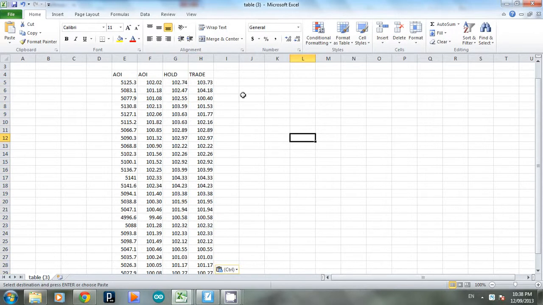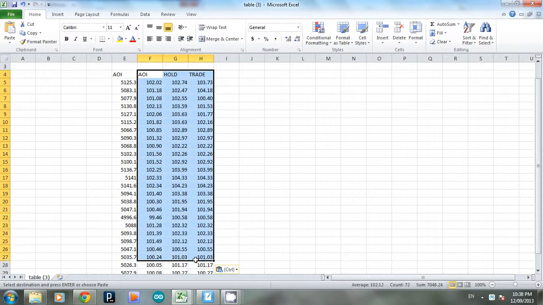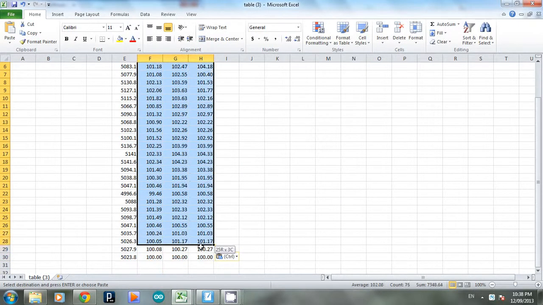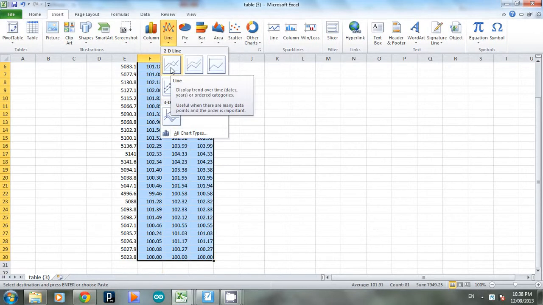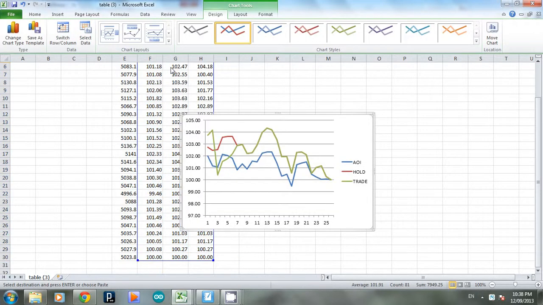So we're nearly there. So now I want to draw a graph that has these 3 index things on it and to show how they've changed over time. So I highlight them all, go to insert, go to a line graph like that, and there we go. That's worked pretty well. It's even shown me which one is which. So blue is the all ordinaries index, red is the hold scenario, and that's the trade scenario.